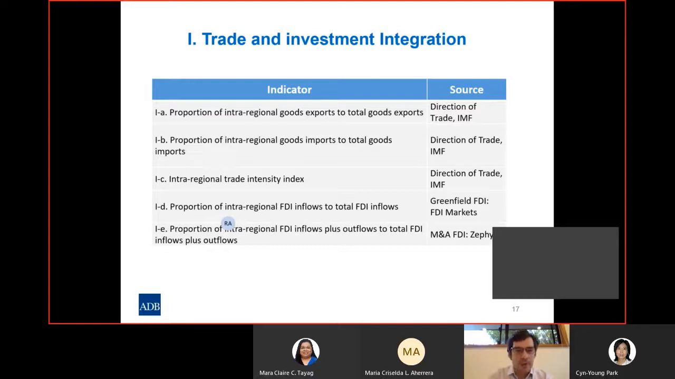If we go one by one through each of the different indicators, what we see in each dimension is that trade and investment integration remains the same.